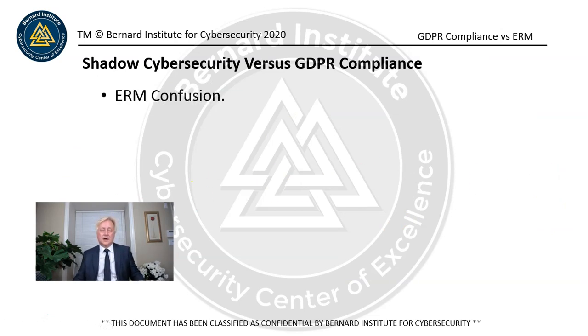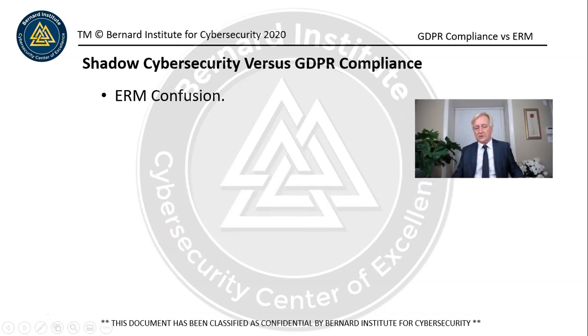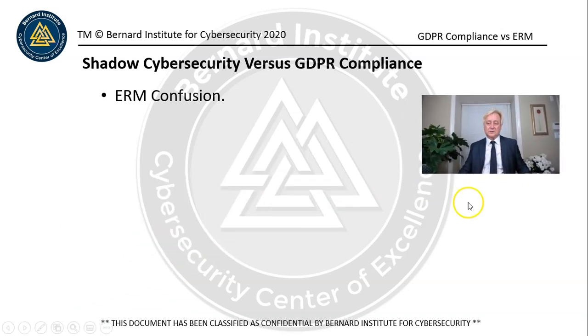Okay, so shadow cybersecurity versus GDPR compliance. Unfortunately, this is what we're seeing: there's a lot of enterprise resource management confusion going on because people don't realize that GDPR is a regulation and we must comply with it. It's not meant to implement a brand new set of controls or procedures or analysts that do cybersecurity work. It's meant to work cooperatively within the enterprise with the information protection people. So we need to clear up that confusion.